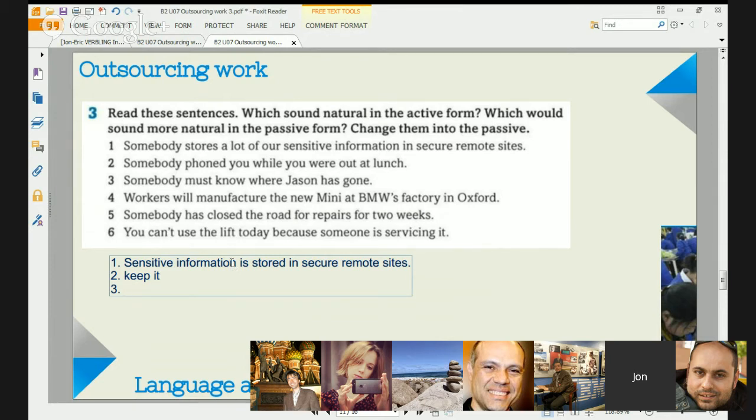Okay, somebody must know where Jason has gone. I think it's important to know who should know where Jason has gone. It is important to know. So we keep it. We're going to keep it, exactly. Yes. Okay? Sylvia?